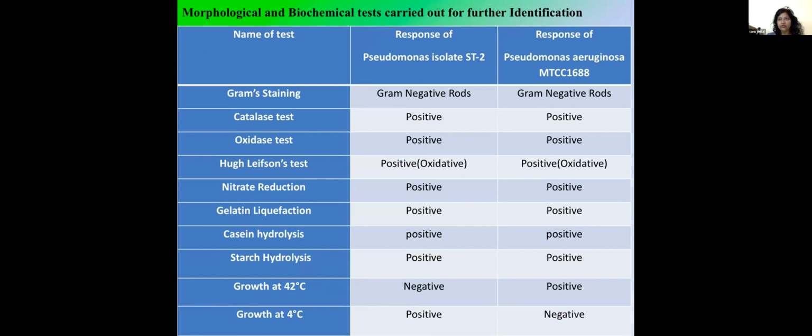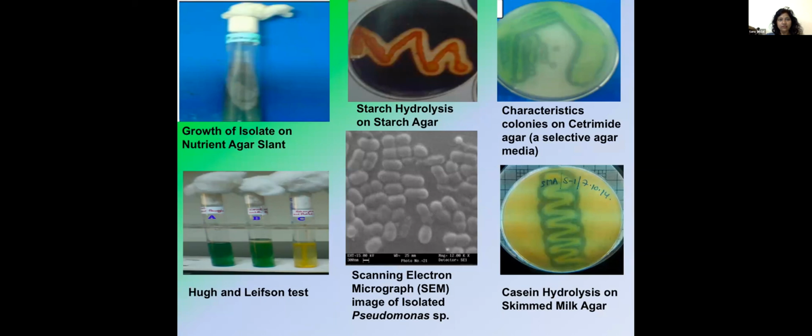And for this Pseudomonas aeruginosa, gram negative rods were there, and then positive, positive. Only in the last type of growth conditions it was found negative. So these are the different kinds of isolates.